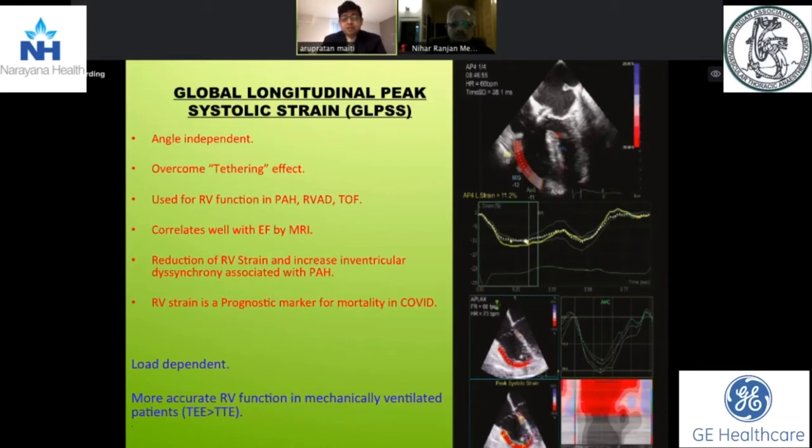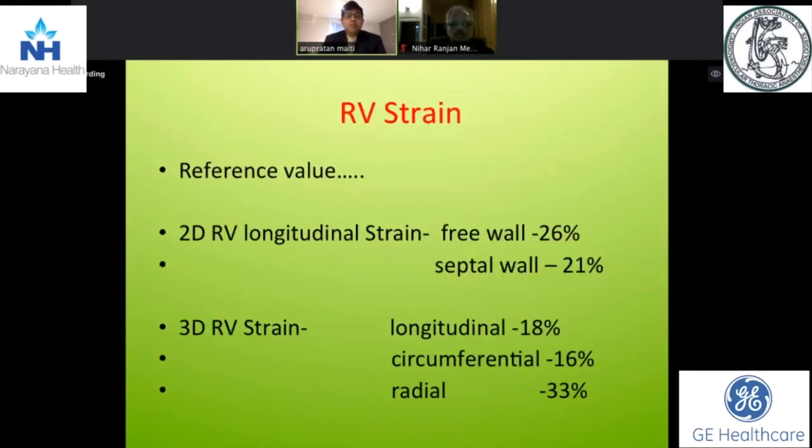RV strain is a prognostic marker for mortality in COVID. In the COVID situation, we are seeing a lot of RV dysfunction, and RV strain has established prognostication in these cases. But this is load dependent. One important thing I want to talk about strain is that it gives more accurate RV function in mechanically ventilated patients by TEE than transthoracic echo. So these are the reference values of the RV strain.